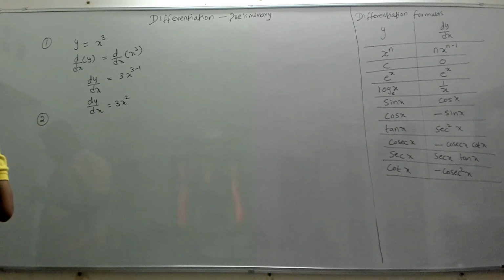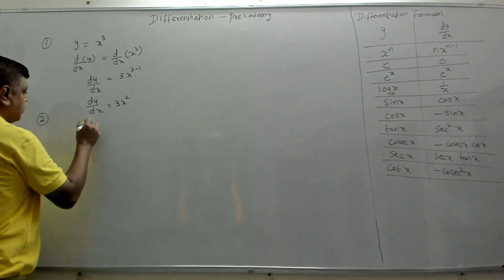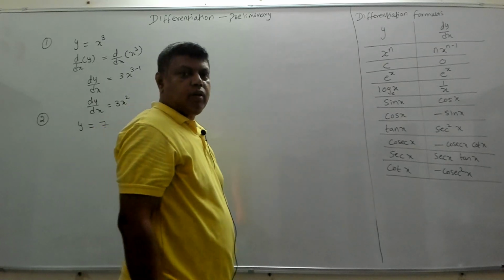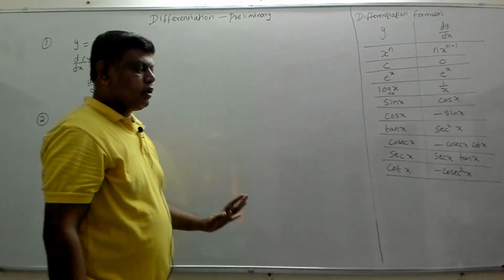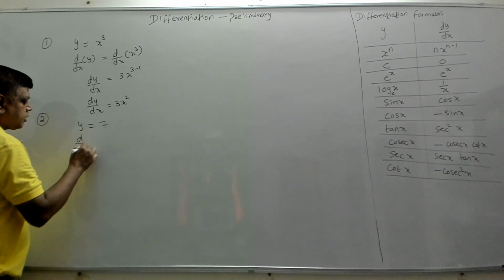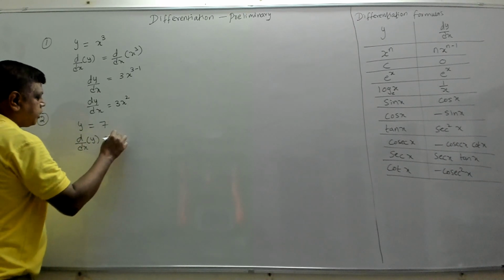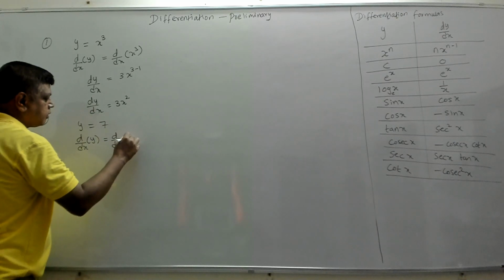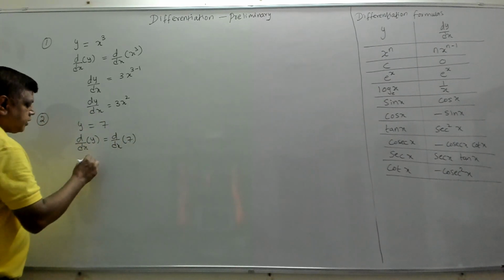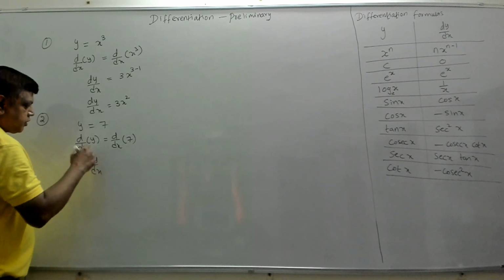Second problem: suppose y is equal to 7. Y is equal to 7, which means it's a constant. Y equal to 7, a number, is a constant. Now if you want to differentiate this, that means d by dx of y is equal to d by dx of 7. So d by dx of y means dy by dx. We just write that without the bracket.